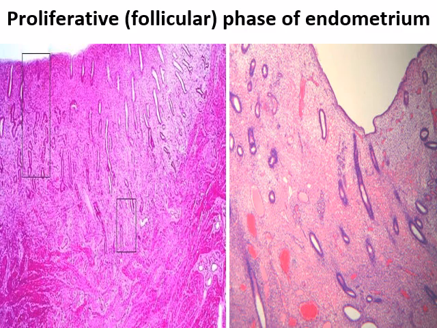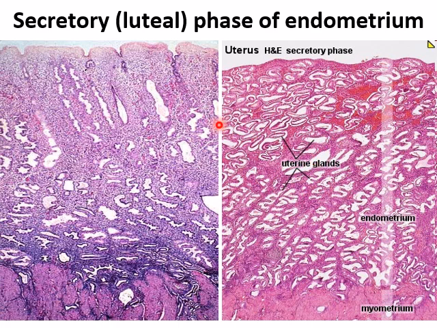Here is the endometrium. In the data show slide, not under the microscope, you should say whether it is proliferative or secretory. This is proliferative. Why? You can see here the endometrial glands are straight. Look here, dear students, the endometrial glands become tortuous and full of secretion. So here is the luteal phase.